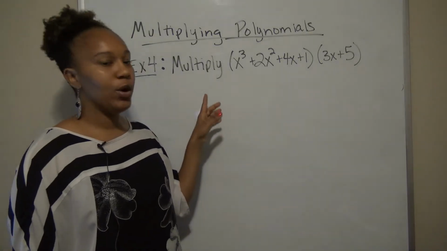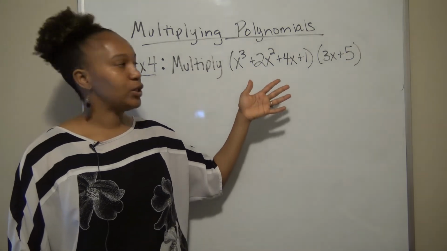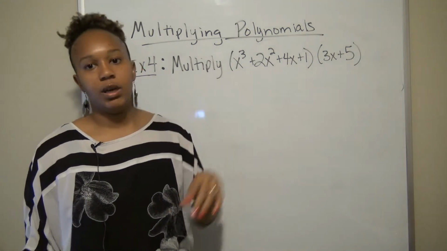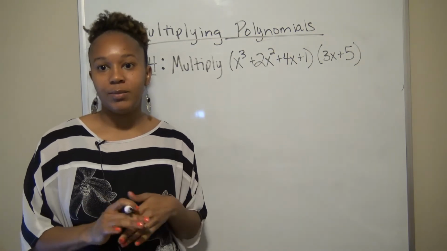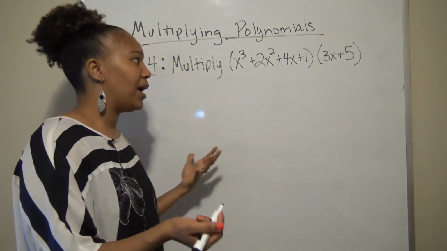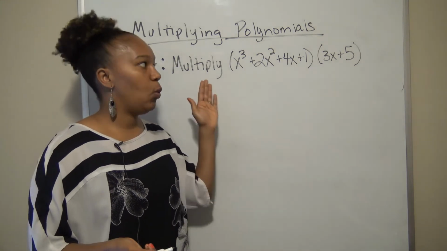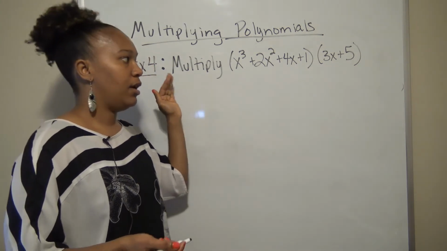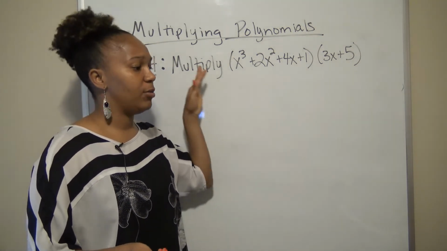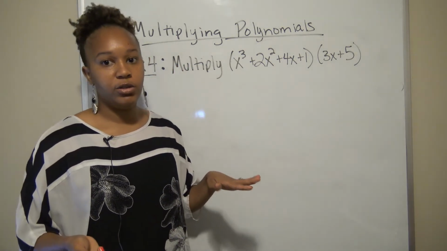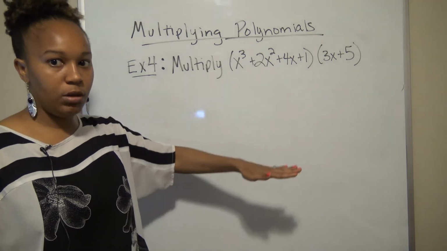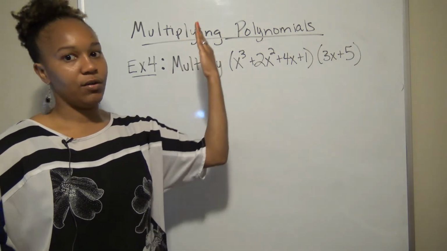For example 4, we want to multiply x to the 3rd plus 2x squared plus 4x plus 1 times 3x plus 5. Now, for this example, I want to show you how to use the box method. With the box method, you create a box and you let one side, the columns, represent one polynomial. You let the other side, the rows, represent the other polynomial. So remember, rows go horizontally like this and columns go vertically like this.